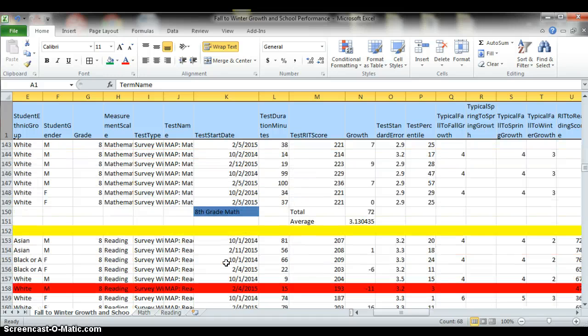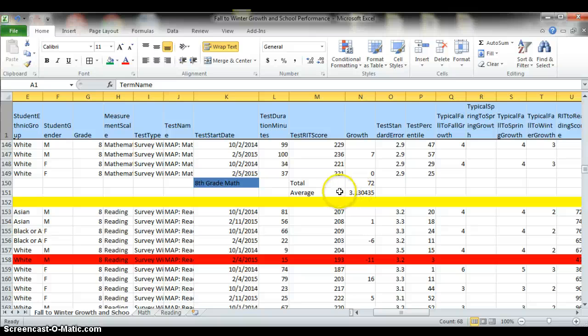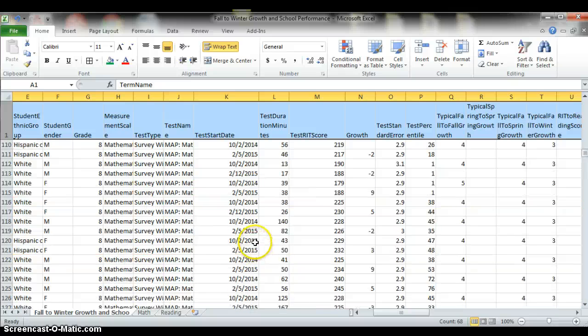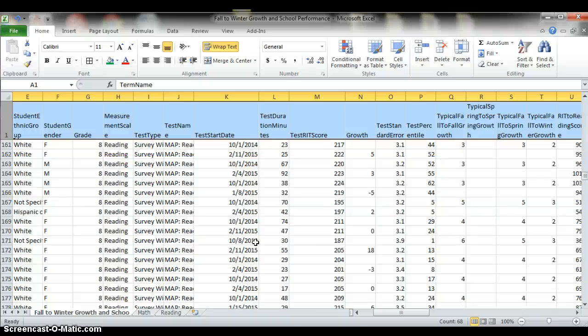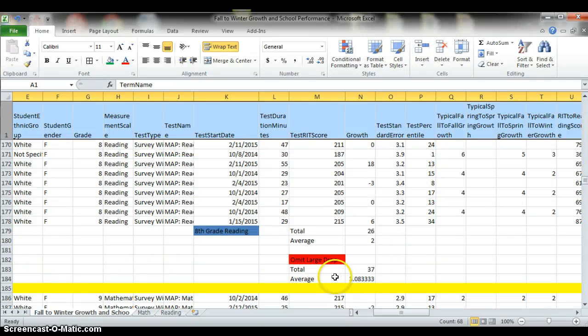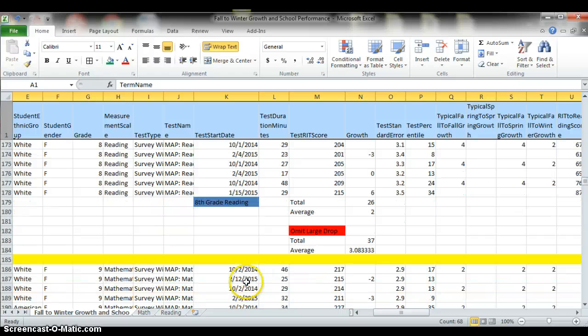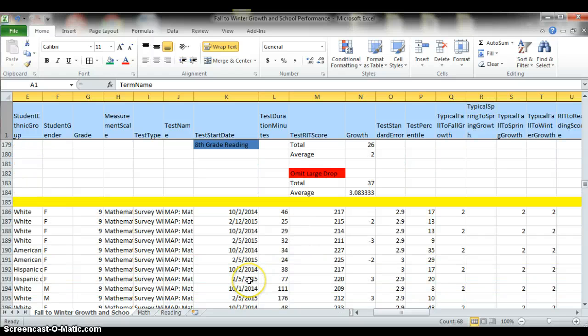8th grade, they had an average growth of 3.1 in math, and then 8th grade in reading, when you omit the large drops, they had an average growth of 3.1. So doing real well in 6th, 7th, and 8th grade with those growths. Average growth of around 3 to 3.5 is average for nationwide.